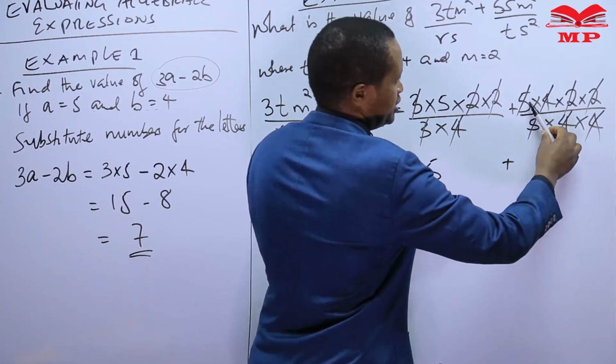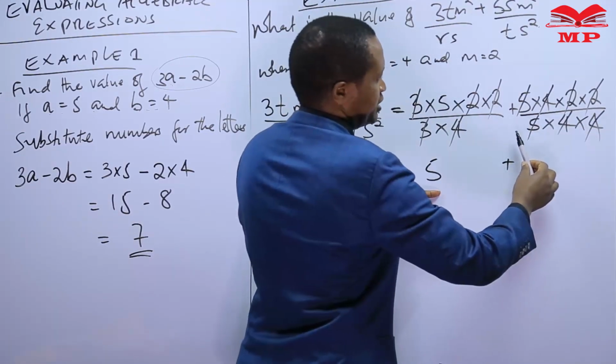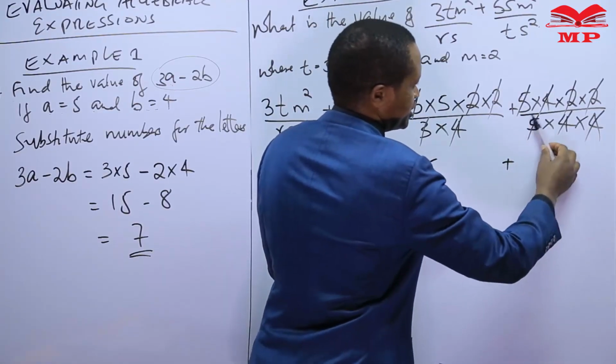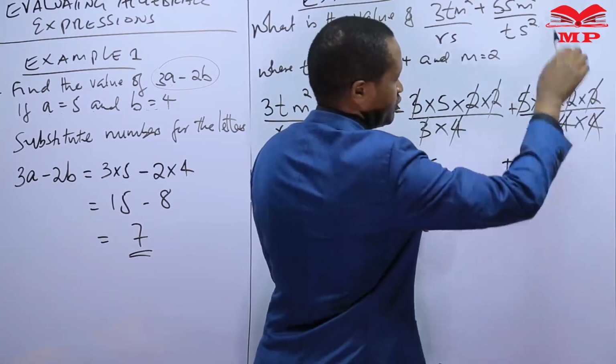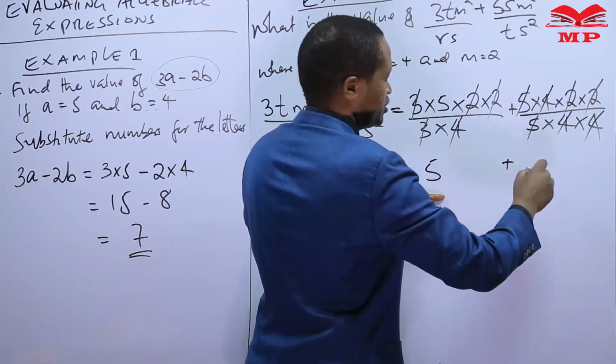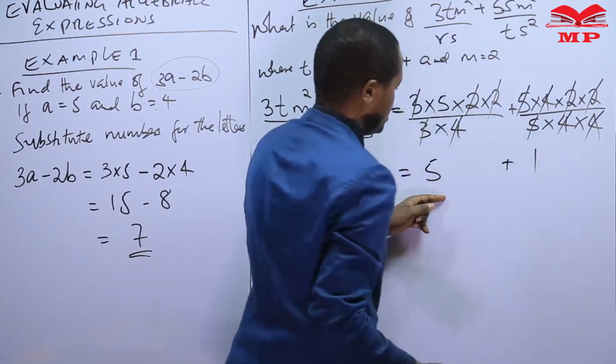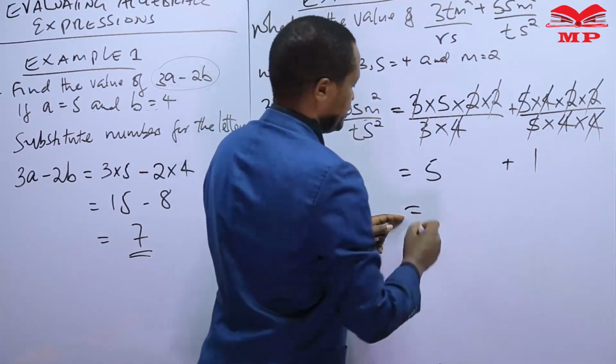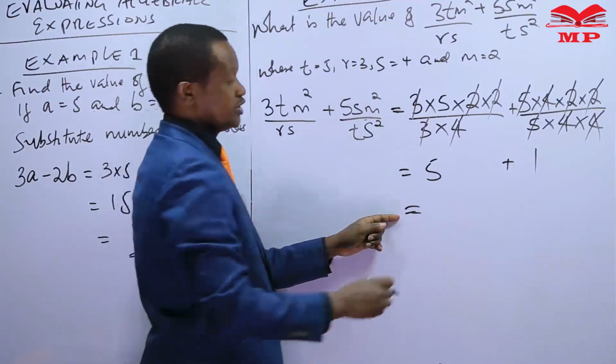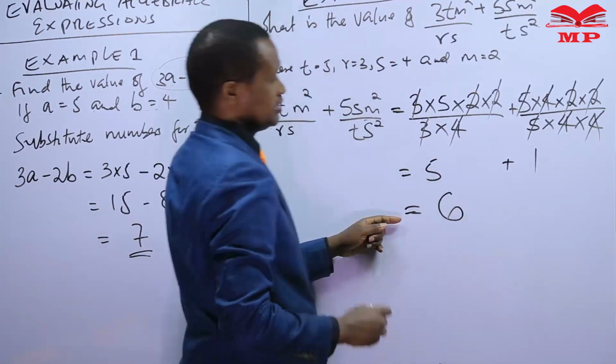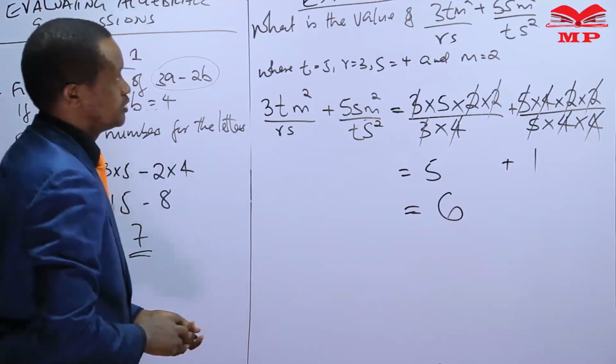Okay, this denominator is the same as the numerator. The numerator is the same as the denominator, because they have all cancelled out. The answer here is 1. Therefore, the value of this algebraic expression is 6.